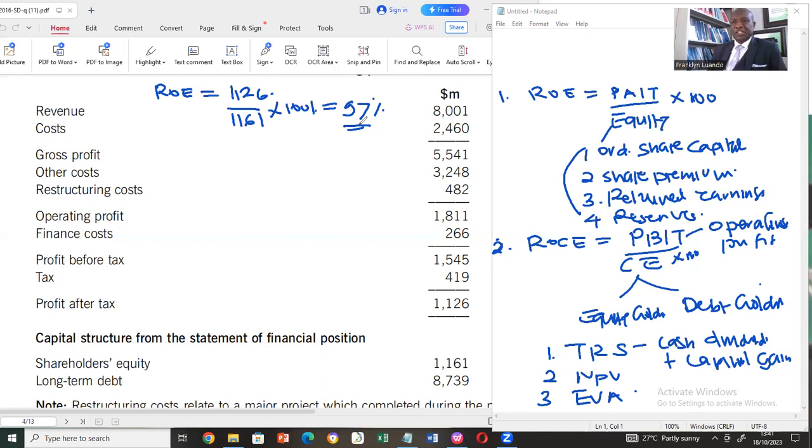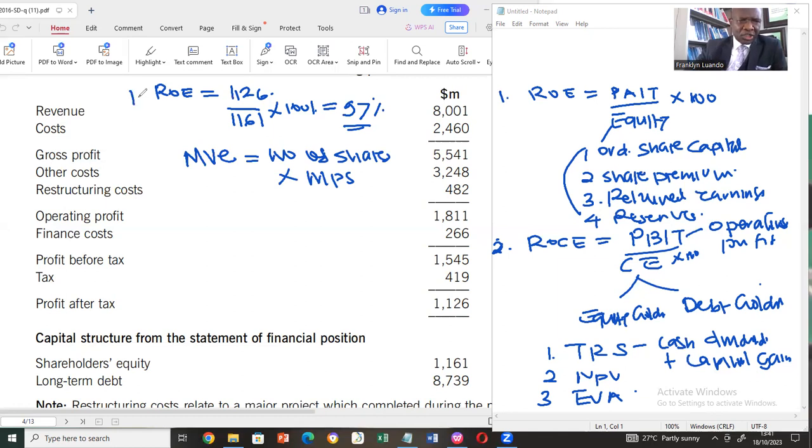We may consider to use the market value. The market value of equity must be used. Market value of equity is equal to number of shares multiplied by market price per share. That will give a realistic return on equity.